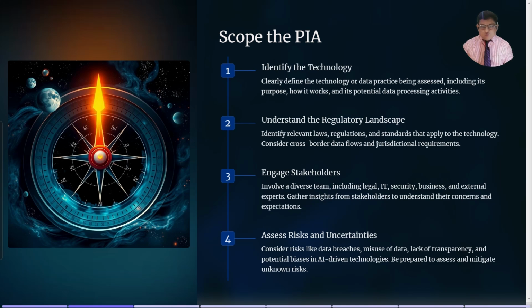Third, engage stakeholders. Involve a diverse team including legal, IT security, business, and external experts. Gather insights from stakeholders to understand their concerns and expectations. Fourth, assess risk and uncertainties. Consider risks like data breaches, misuse of data, lack of transparency, and potential biases in AI-driven technologies. Be prepared to assess and mitigate unknown risk.